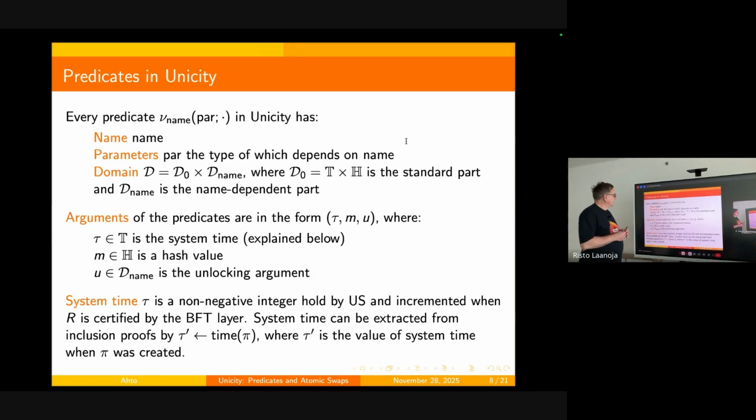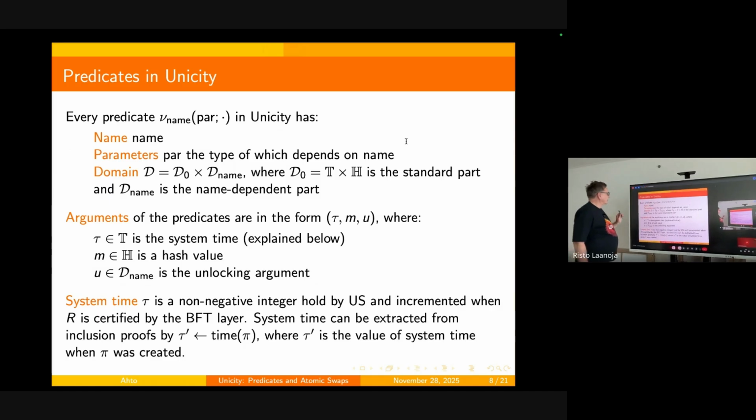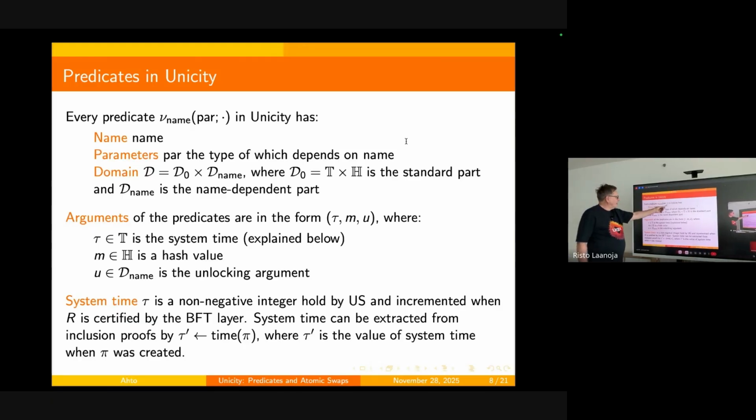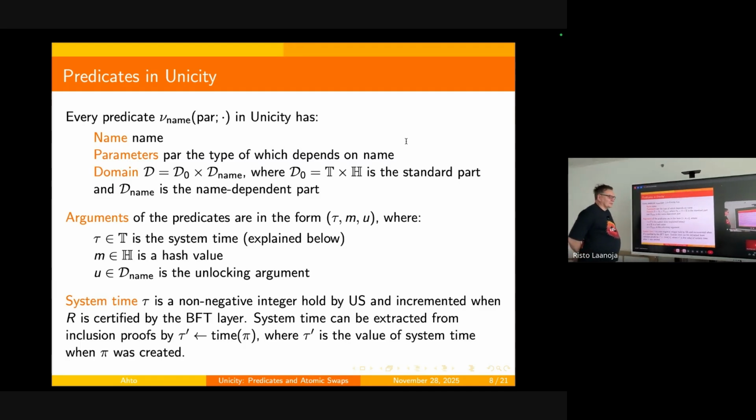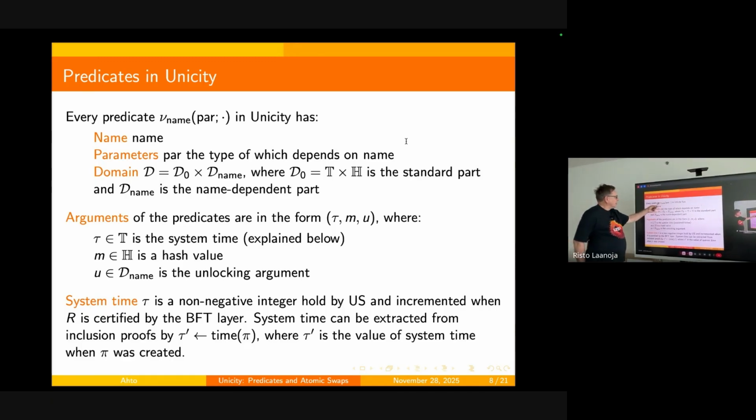Let's go on now. How should we implement predicates in Unicity? Every predicate should have a name. We use this kind of notation: the name, the parameters, and some arguments that are missing right now, denoted just by a dot. So this is the write-up of a predicate. How many parameters there are and what types they are depends on the predicate's name.